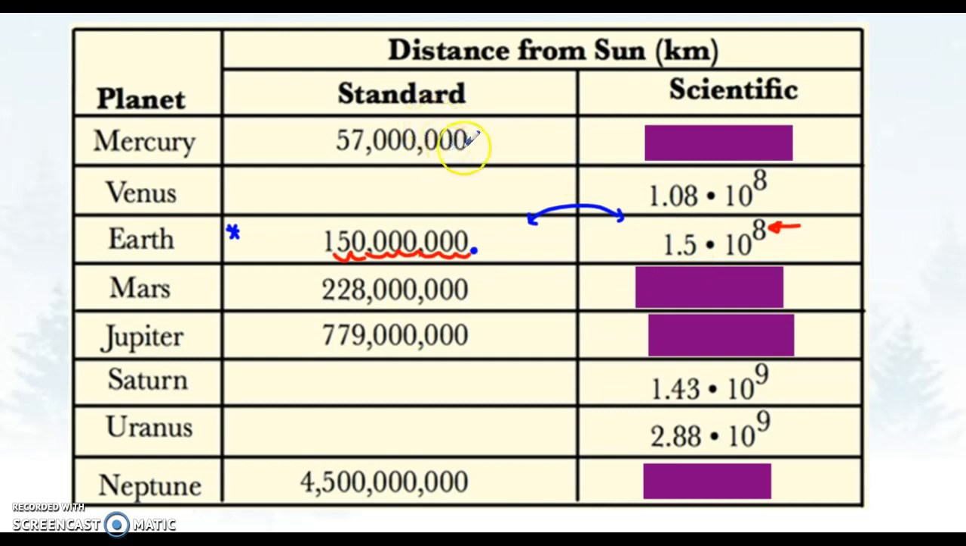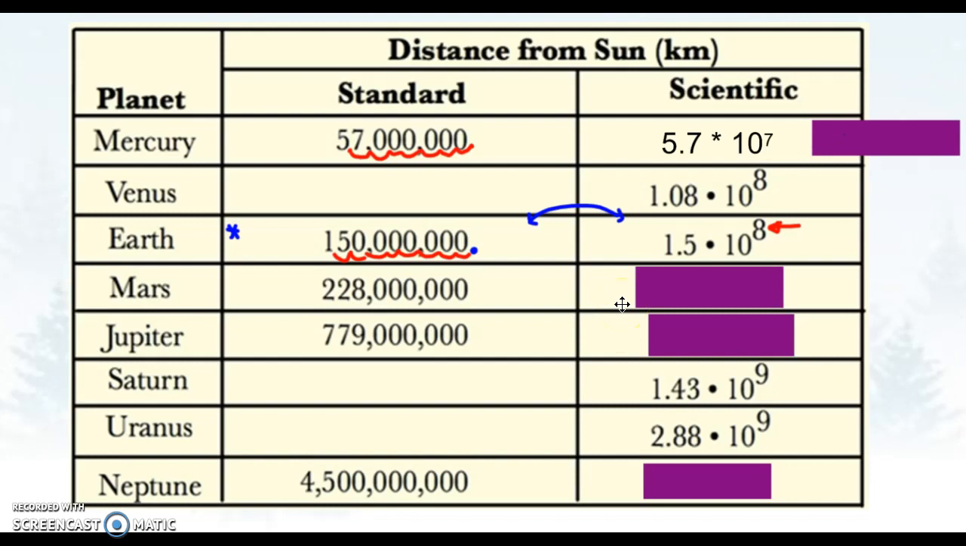So let's take a look at Mercury. Here's our imaginary decimal point. We've got to get to a number between 1 and 10. So that means I'm going to want the decimal point in between the 5 and the 7. After the 7, it would be 57. That's too big. Before the 5, it would be 0.57. That's too small. So 1, 2, 3, 4, 5, 6, 7. So 5.7 times 10 to the 7th.